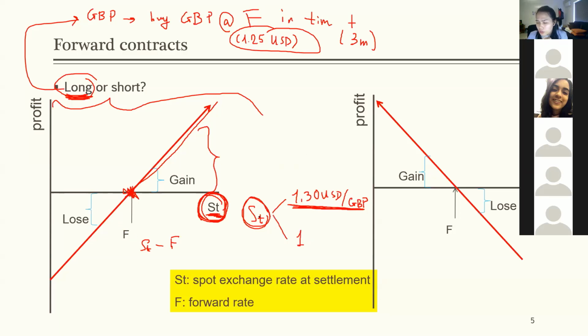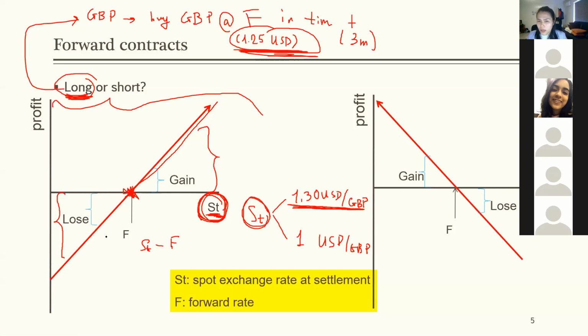In contrast, if the future spot exchange rate drops to $1 per pound, this is when the forward contract is worse off, okay? This is when I'm going to lose by having a forward contract, because I buy the pounds at a more expensive rate relative to everyone else in the market. So when the future exchange rate is lower than the forward rate, the long forward contract is going to lose out, okay? This is why a long forward position has an upward sloping payoff function, okay?